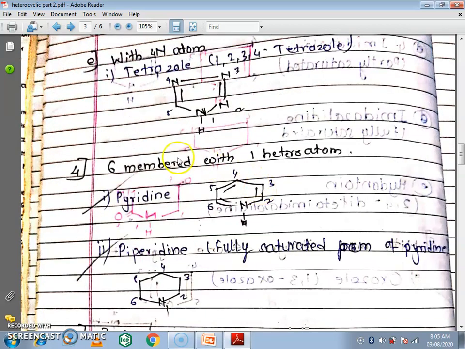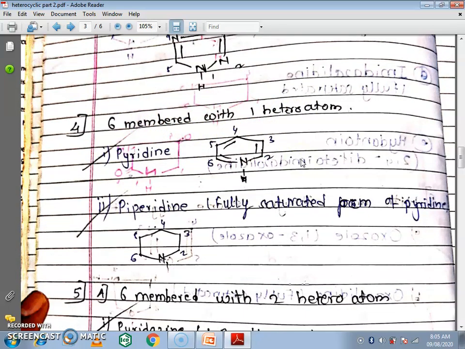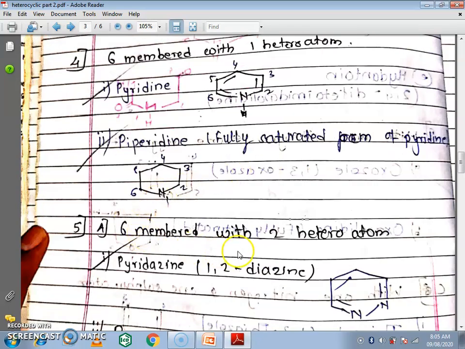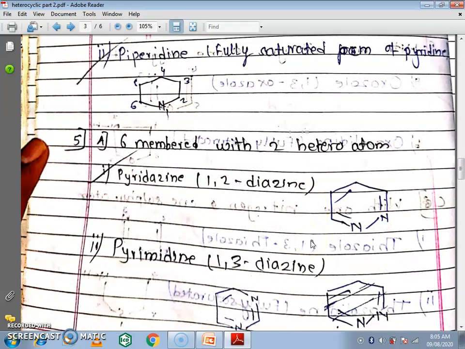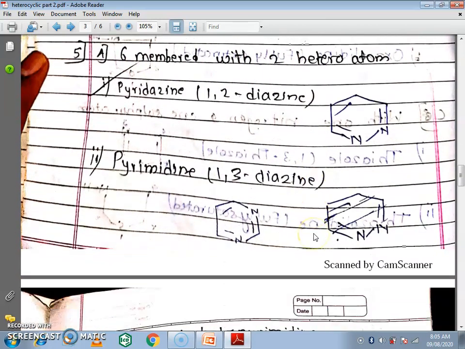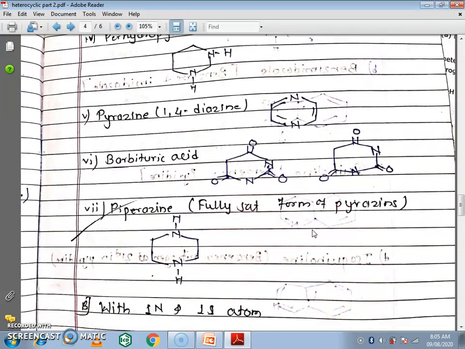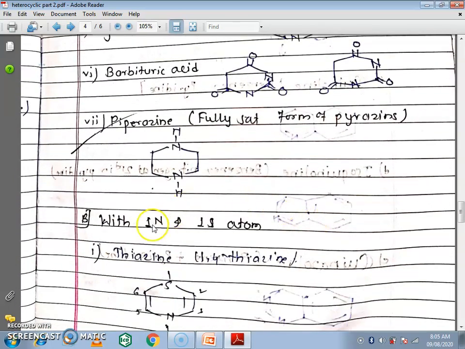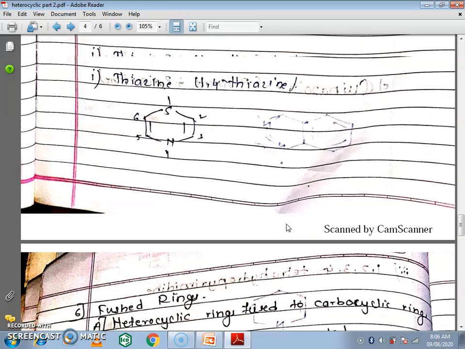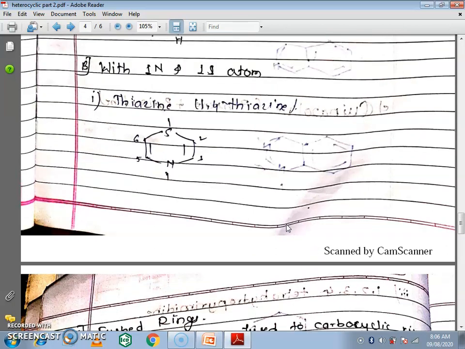Next we saw the 6-membered ring with 1 heteroatom. Next we saw the 6-membered ring with 2 heteroatoms with some examples. Next we saw the one with 1 nitrogen and 1 sulfur atom in the 6-membered ring. These are some examples we saw.